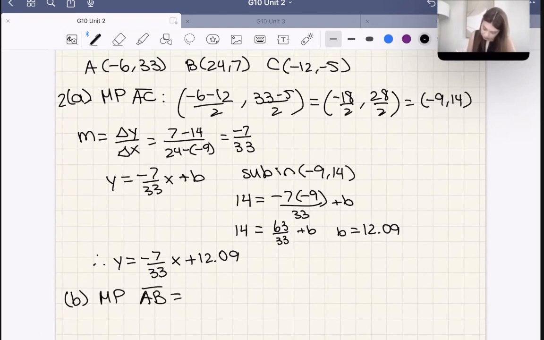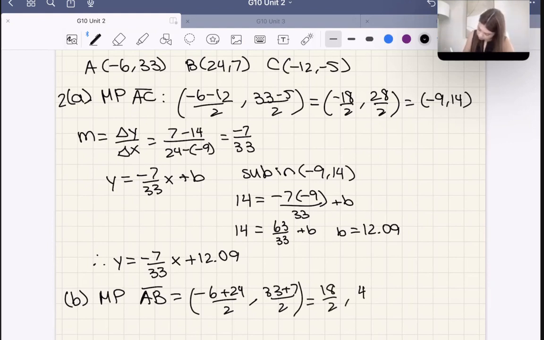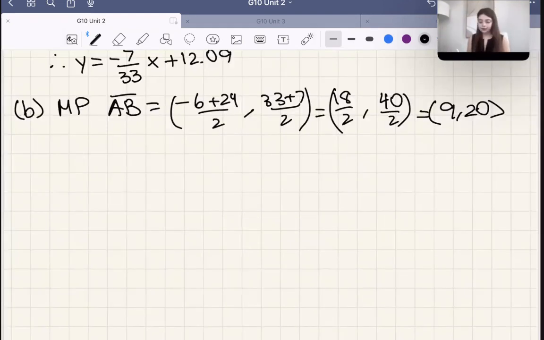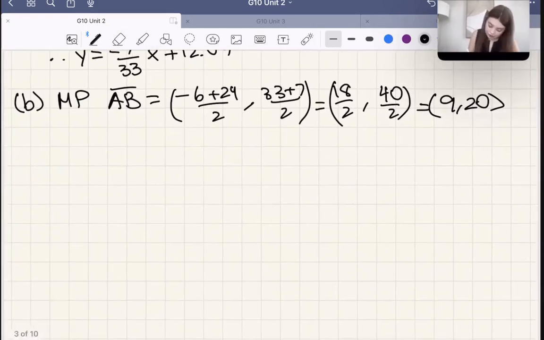It's equal to negative 6 plus 24 over 2, 33 plus 7 over 2. That's going to be equal to 18 over 2, 40 over 2, which is equal to 9, 20. There we go, 9, 20. Awesome. Okay, so now we're going to find the slope, which is delta y over delta x.